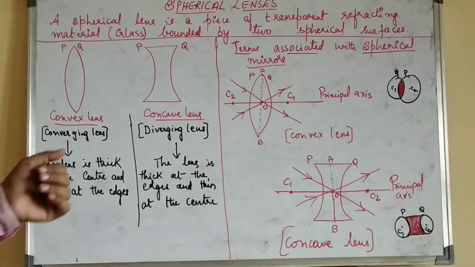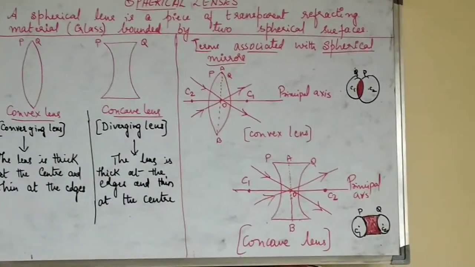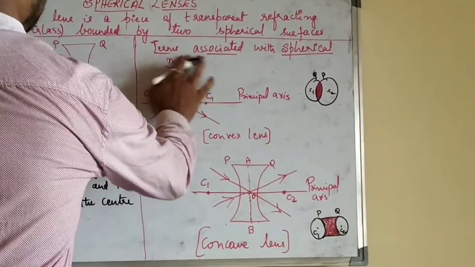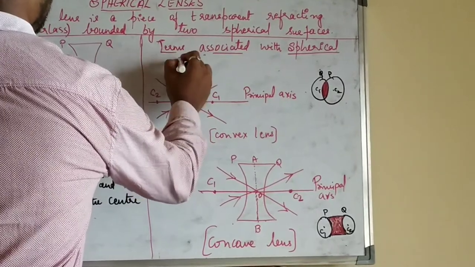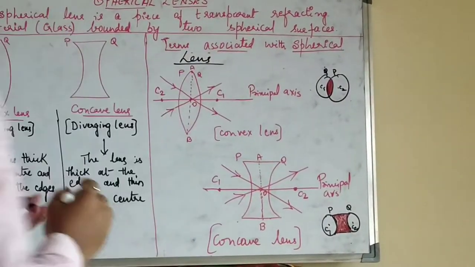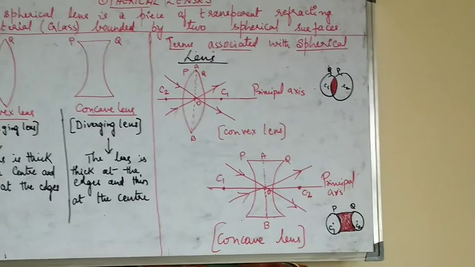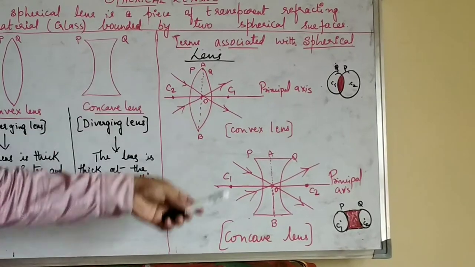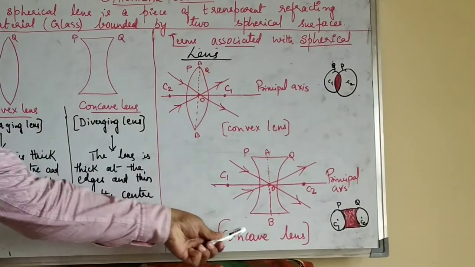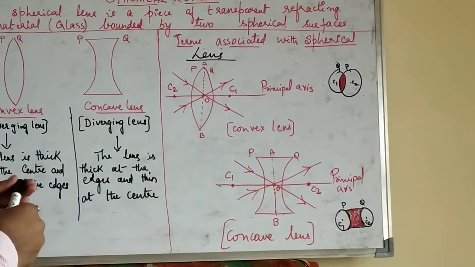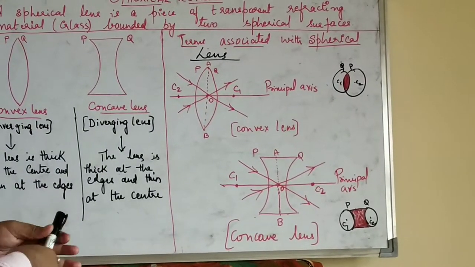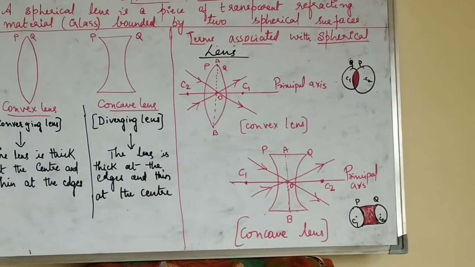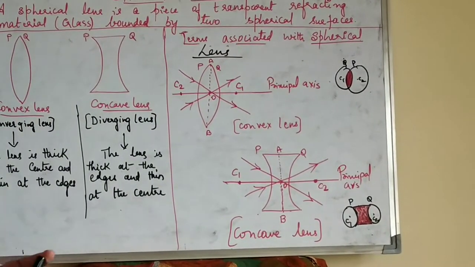Now we have to move to the next topic, that is terms associated with the spherical lens. What are the terms associated with the spherical lens? You can see here, we have taken two lenses, the convex lens and the concave lens. The terms associated with both the lenses are aperture, center of curvature, principal axis and optical center.